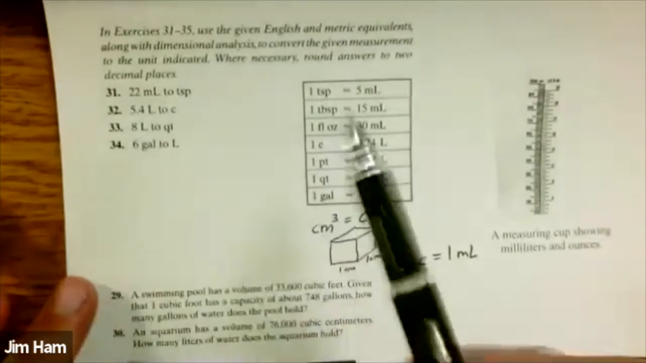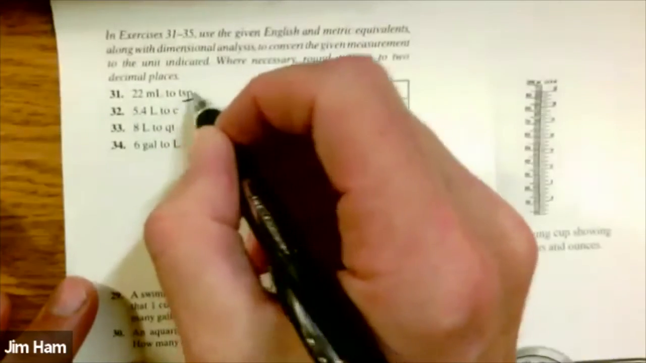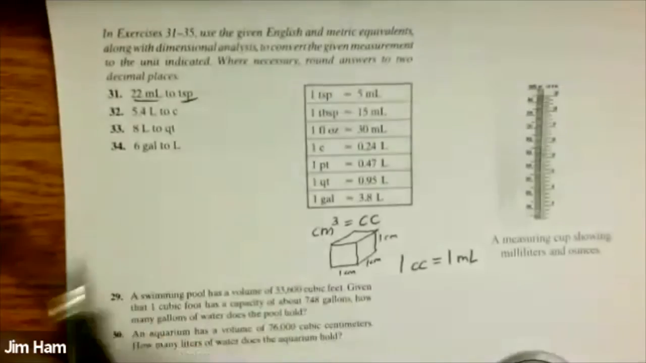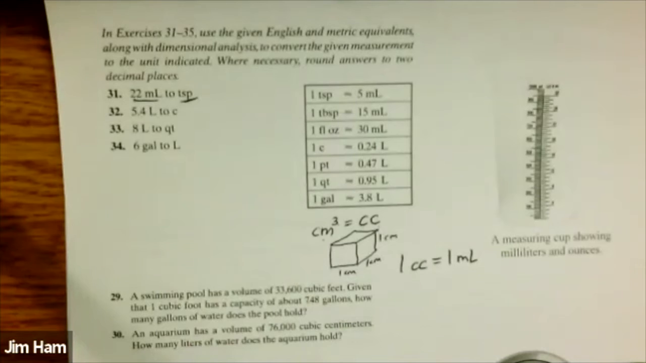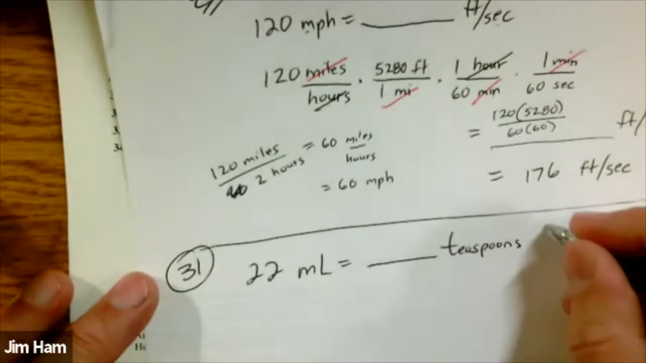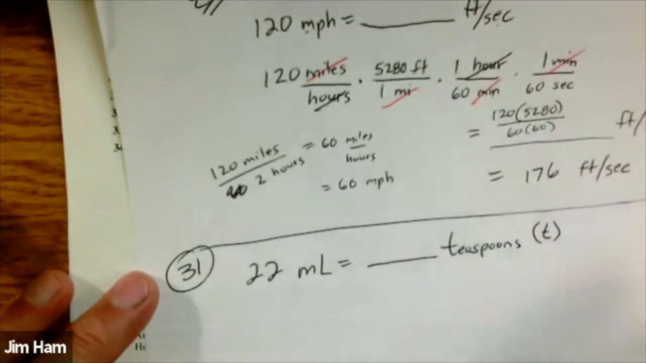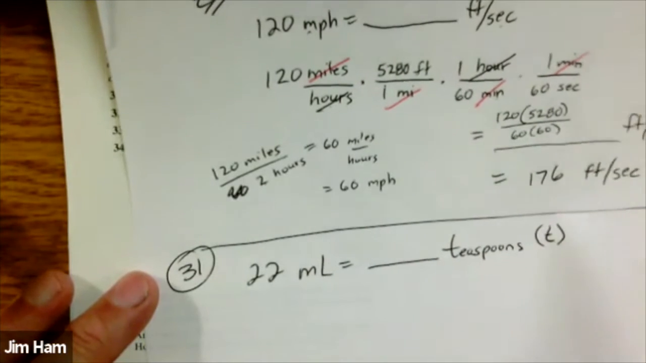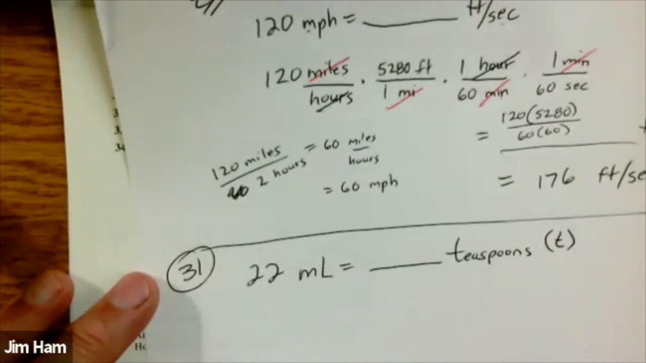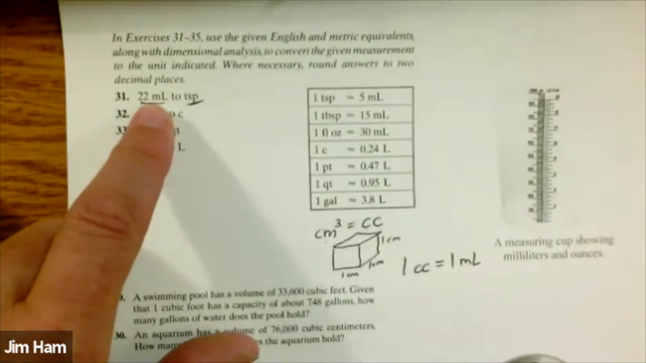So what if you only have something that measures teaspoons and the dose is 22 milliliters? Now that's a lot of medicine, right? 22 milliliters. But let's see how many teaspoons that would be. The abbreviation that we use for teaspoon is little t, and the abbreviation that we use for tablespoon is capital T. So we want to convert 22 milliliters.